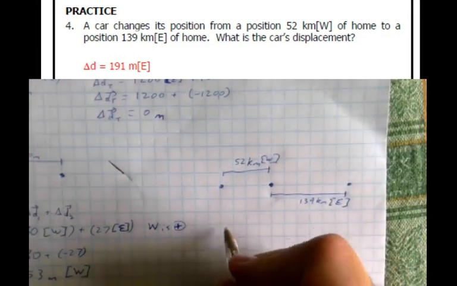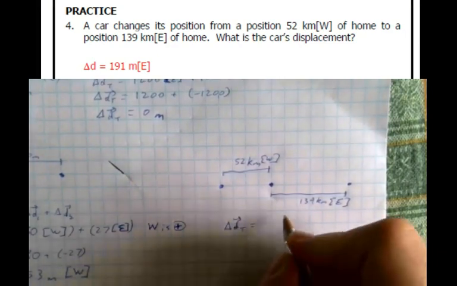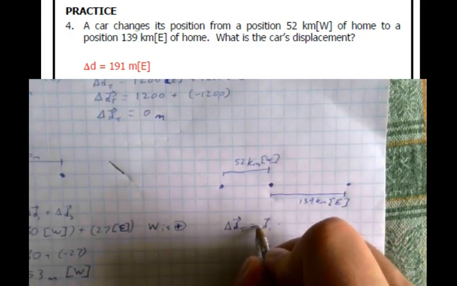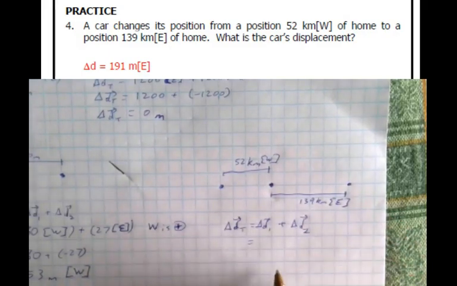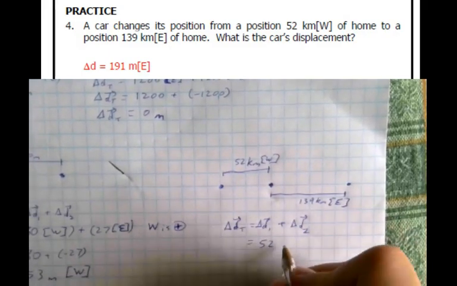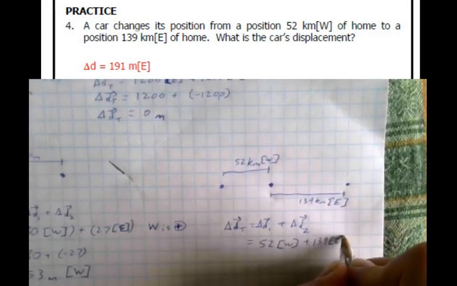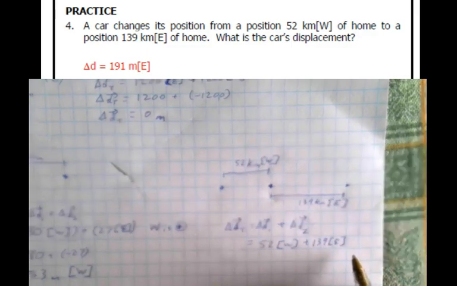Well, in this case, we can add these displacements again, and its first displacement plus its second displacement, let me just write that fully. Its first displacement is 52 west. The second displacement is 139 east. Now let's define one of these as positive.